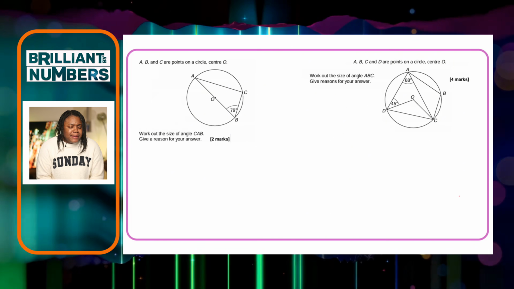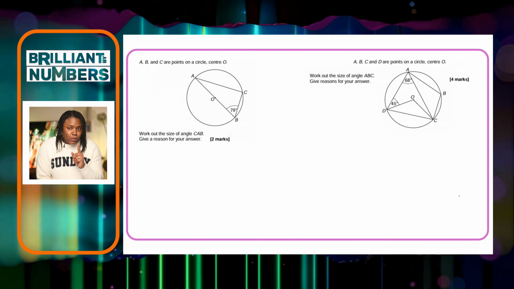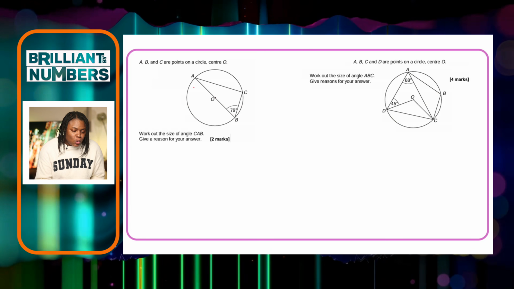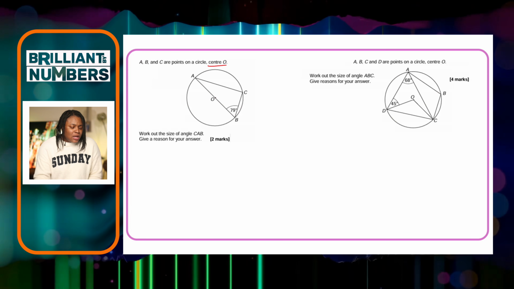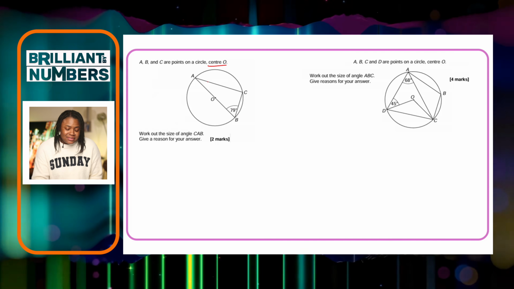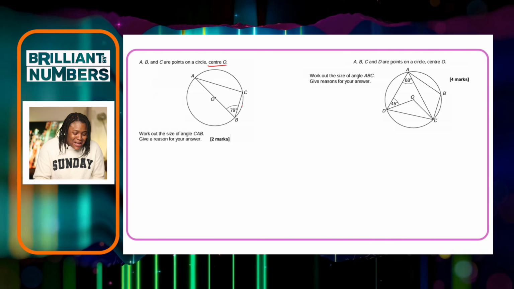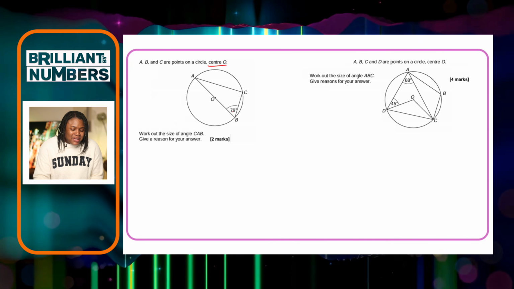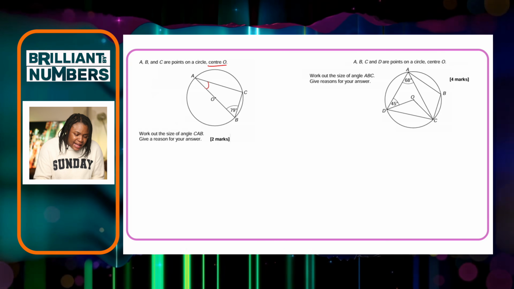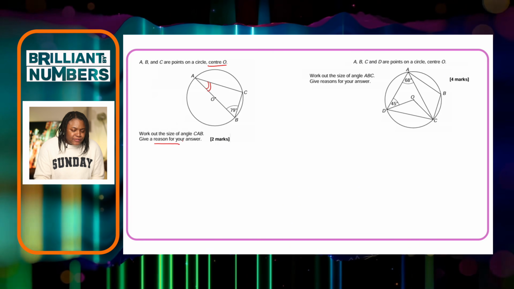So here we go. A, B, and C are points on the circle, center O. Key point here, center O. So let's highlight that. Work out the size of angle CAB. So that's CAB. That's what we're driving in to our grade 7 to 9. Okay, so CAB. So let's identify that angle straight away on the diagram. Give a reason for your answer.